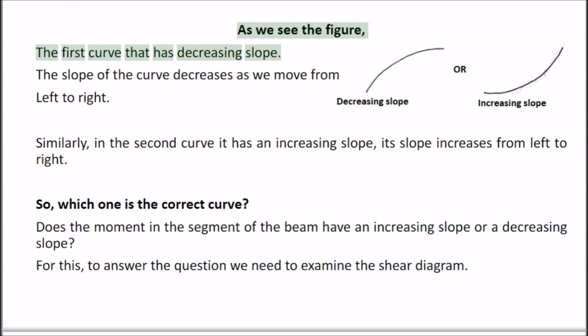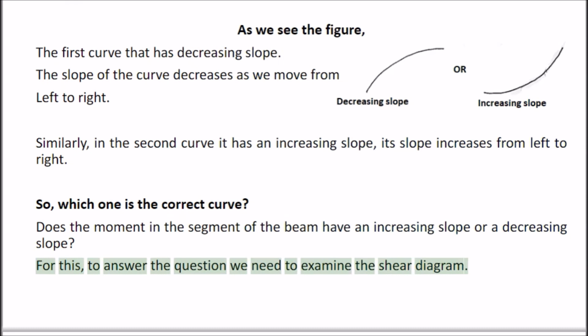As we see in the figure, the first curve has a decreasing slope. The slope of the curve decreases as we move from left to right. Similarly, the second curve has an increasing slope; its slope increases from left to right. So, which one is the correct curve? Does the moment in the segment of the beam have an increasing slope or a decreasing slope?